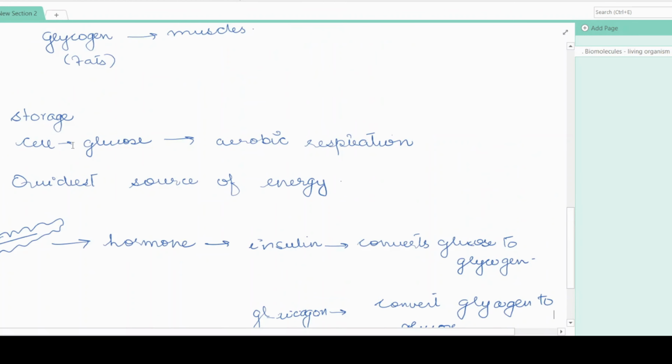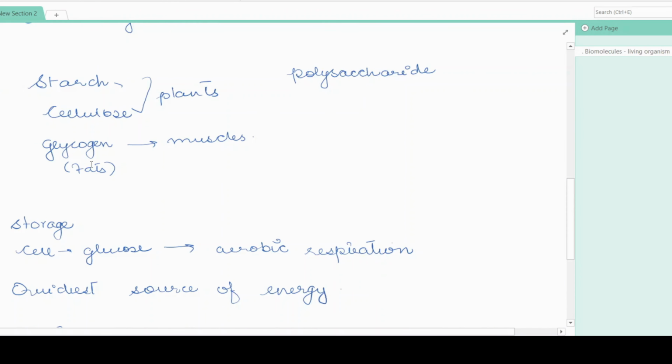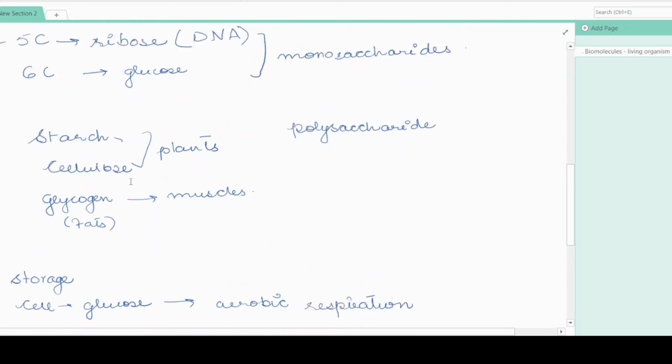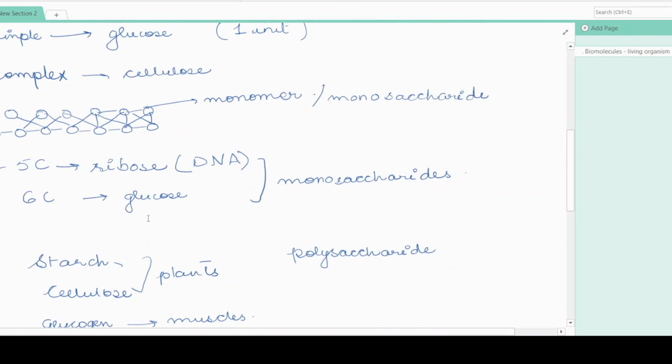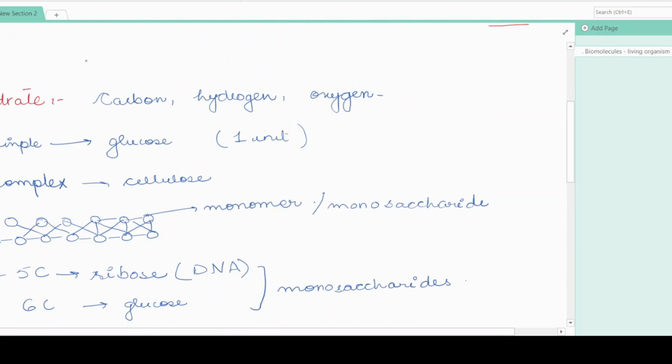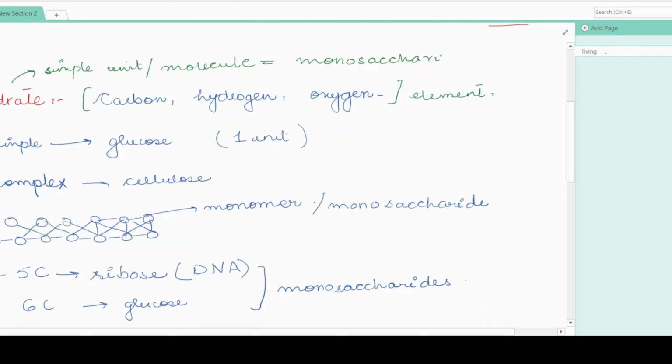If someone asks you a question, what is the simplest unit of carbohydrate? What would you say? The simple unit or molecule of carbohydrate is monosaccharide. So carbohydrates are made up of monosaccharides.